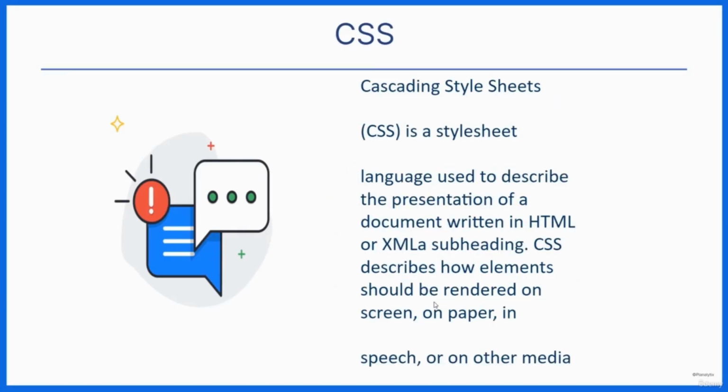So yeah, other than that, CSS. CSS is a cascading style sheets language used to describe the presentation of a document written in HTML or XML. CSS describes how elements should be rendered on screen, on paper, in speech, or in other media. Basically, CSS is for designing the whole application, and the whole designing part of the application is done with the help of CSS itself.